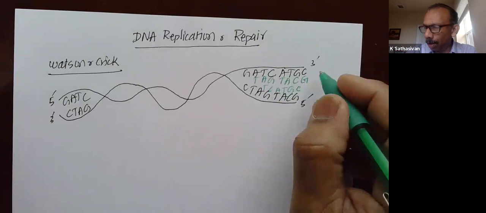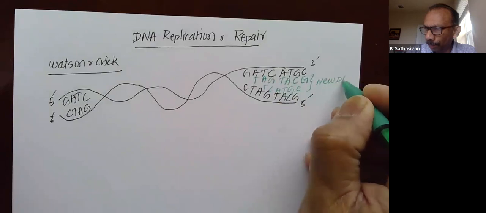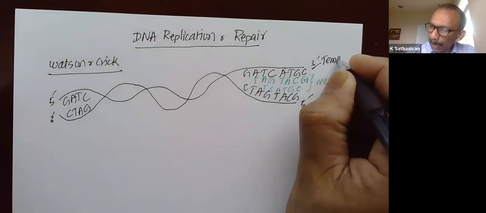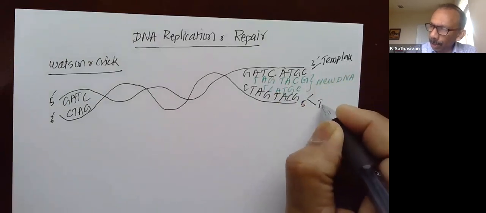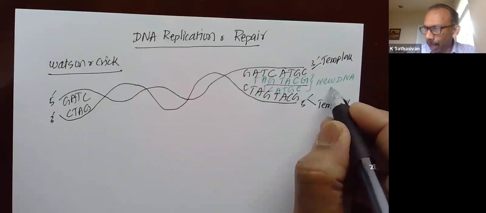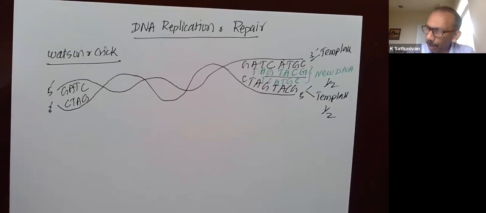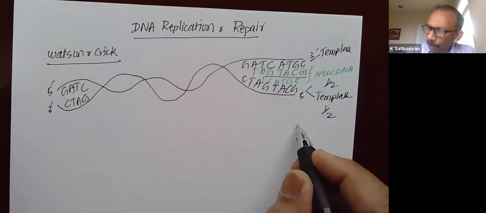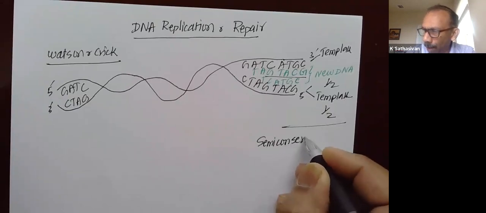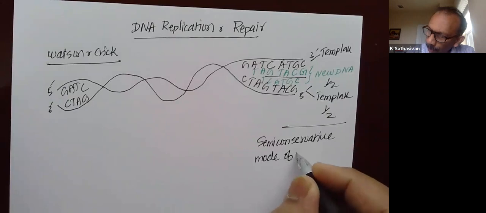Okay, so here the new DNA strands are formed using the old template DNA. So this is also the template DNA. In each strand, if you look at that, the new DNA is 1/2 and the template DNA is 1/2. This is the old and the new. So this type of replication is called the semi-conservative mode of replication.